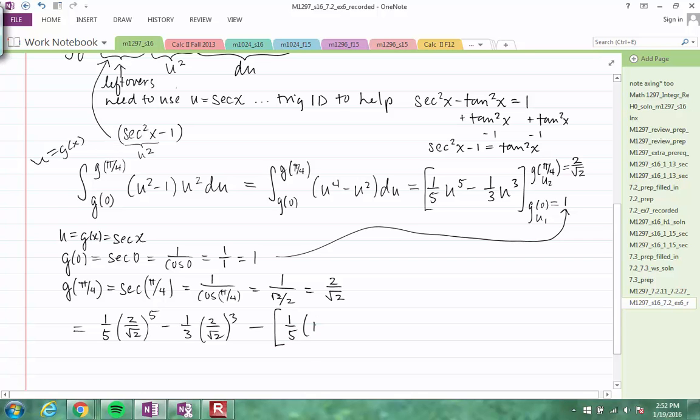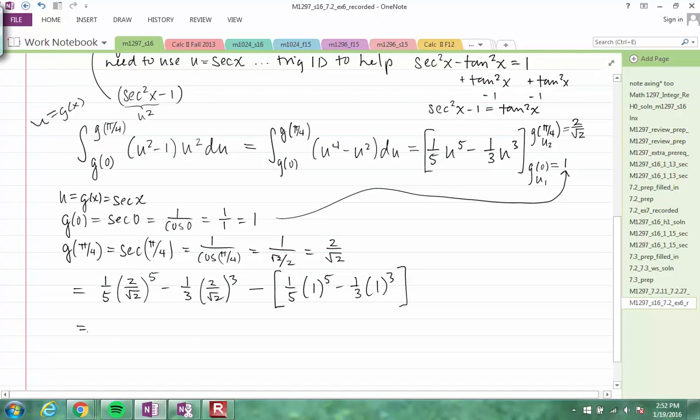So 1/5 times 1 to the 5th, minus 1/3 times 1 to the 3rd. So next, we're going to have 2 to the 5th. And I'm just noticing now that maybe I should simplify this first, and that's actually going to make this easier. So I'm a little more motivated now.